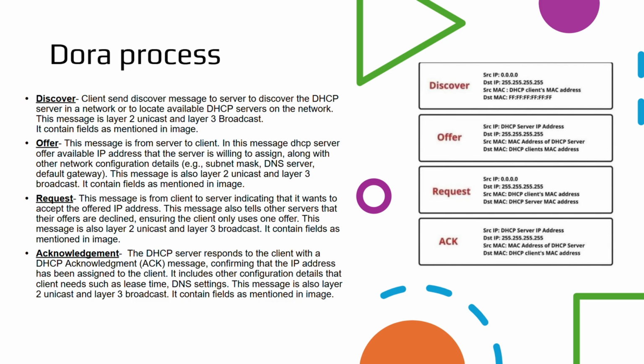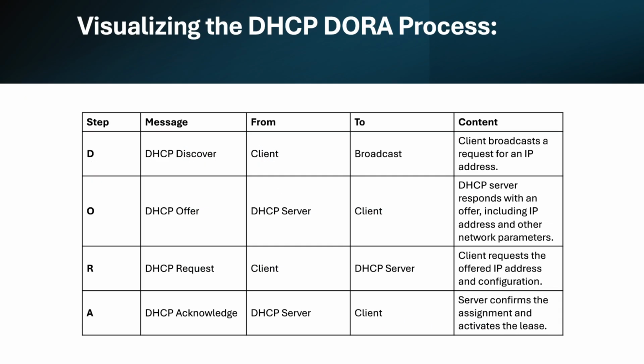Now we will visualize the DHCP DORA process. Now you will see this DHCP discover message from client, broadcast, which contains a request for an IP address. Then DHCP offer from server to client, where the DHCP server responds with an offer including IP address and other network parameters. Then DHCP request message from client to DHCP server, where the client requests the offered IP address and the configuration. Then last, DHCP acknowledgement. The DHCP server sends this message to the client, confirming the assignment and activating the lease time. Let's come to our next slide.